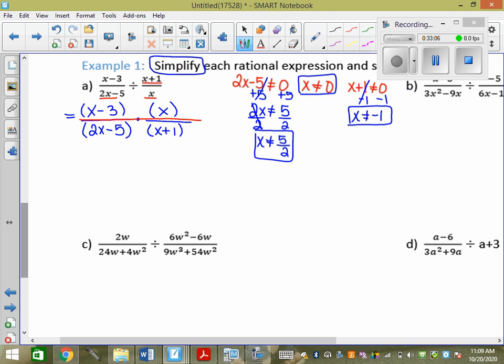So can any of these cancel? Nope. So I'm just left with x minus 3 times x. Can they write these in different orders? Could they write x times x minus 3? Would that matter? Nope, it wouldn't matter. They can write it that way. And then 2x minus 5, x plus 1. X cannot equal 5 halves, 0, negative 1.